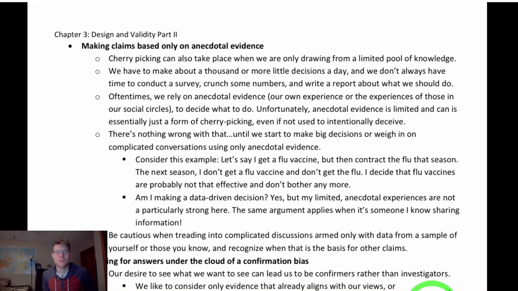As you know, the flu vaccine is not 100% effective in keeping you away from the flu. There's still a chance that you can get the flu. And just because that happens one time doesn't mean that I should never get the flu vaccine again. So that would be an example of anecdotal evidence driving my decision making. We should be really cautious of that whenever we're making decisions, and strive for more objectively sourced data.